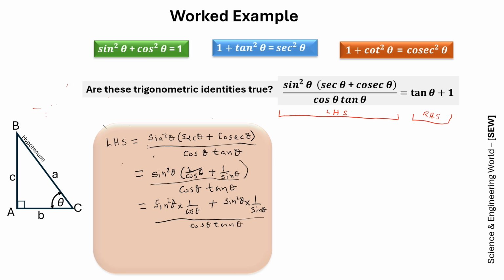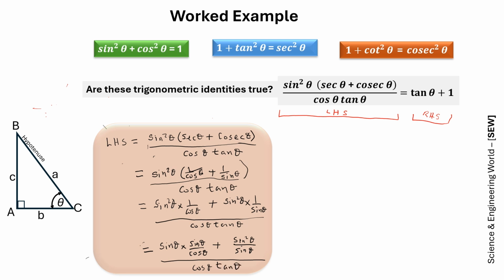Now let's focus on the numerator. Looking at the numerator, we can write it again in the form of sine theta multiplied by sine theta over cos theta, plus sine squared theta over sine theta, all divided by cos theta tan theta.